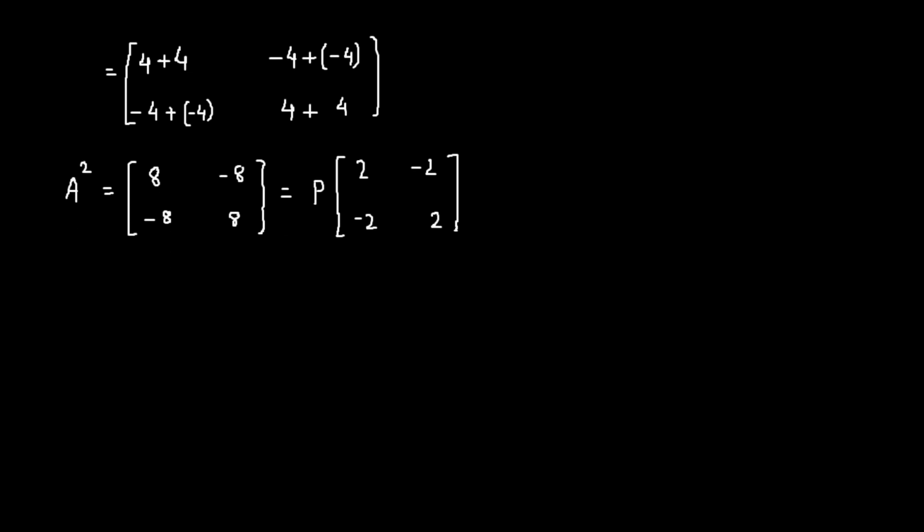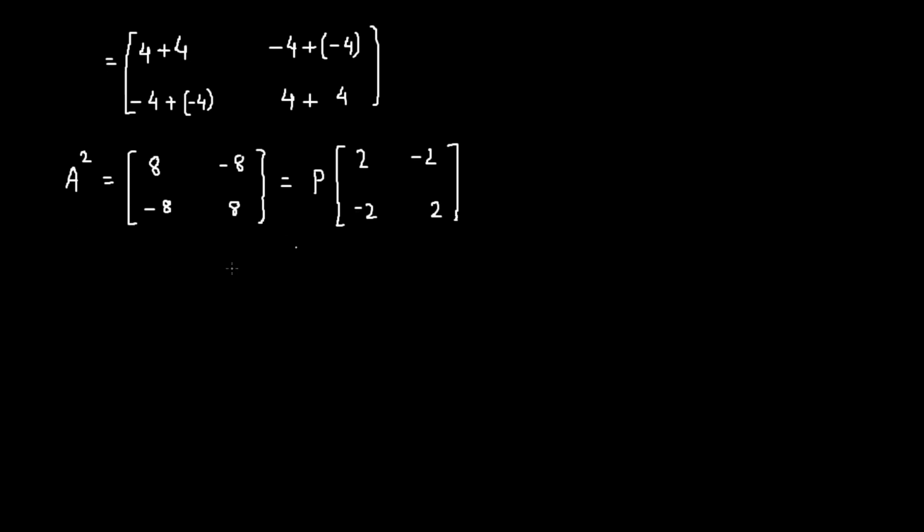Now this is equal to p times A. So p times A will be simply p times 2, -2, -2, 2. So we multiply the scalar p with each of the entries. We'll keep this the way it is, 8, -8, -8, and +8. This is equal to 2p, -2p, -2p, and 2p.